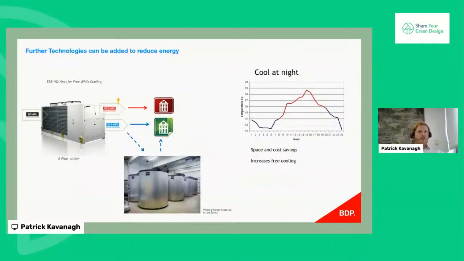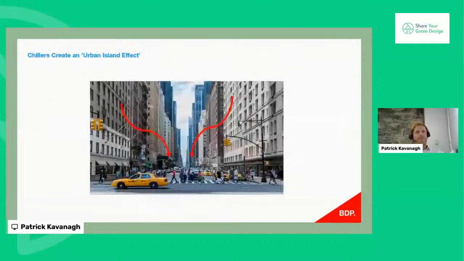Further technologies can then be added to reduce the energy. The ESB Headquarters we touched on earlier, for example, heats for free while cooling, but when there isn't a cooling load in the building, say at nighttime, phase change material is used. In another project of ours, the National Gallery, we used ice banks. What this does is reduce your total plant because it reduces peak cooling loads. So you're cooling at night, generating all this cooling medium and releasing it during the day when you need it, which increases that free cooling.